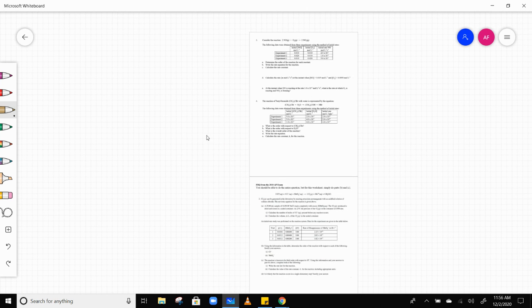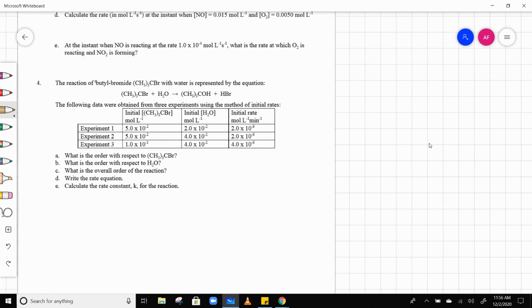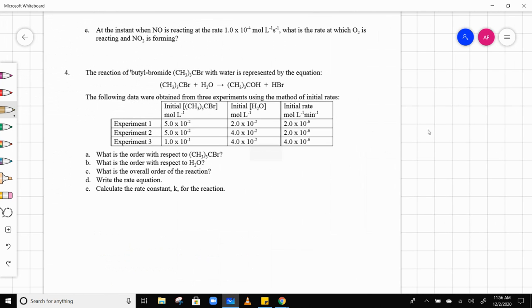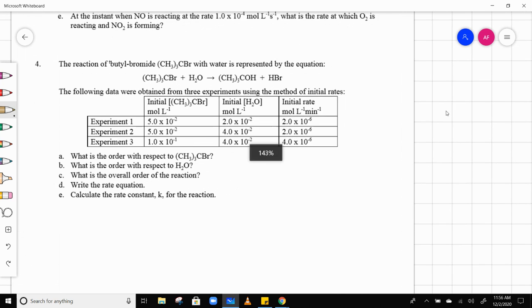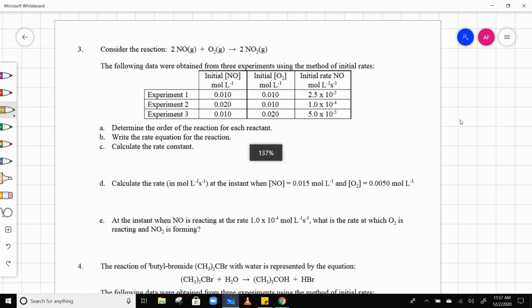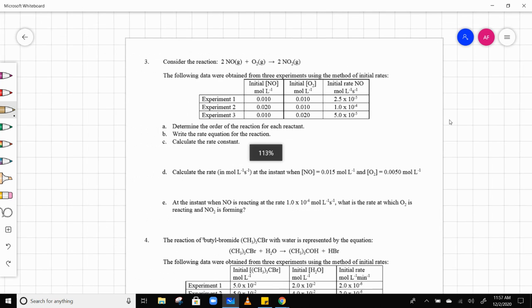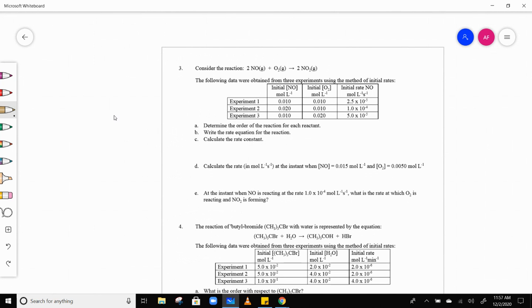Now, I don't think anyone on here has one that doesn't come out to an even exponent. You may get some that come out to decimal exponents, but let's not worry about them right now. Let's just do it this way for now. And then if there is one that comes up, I'll show you how to do it.